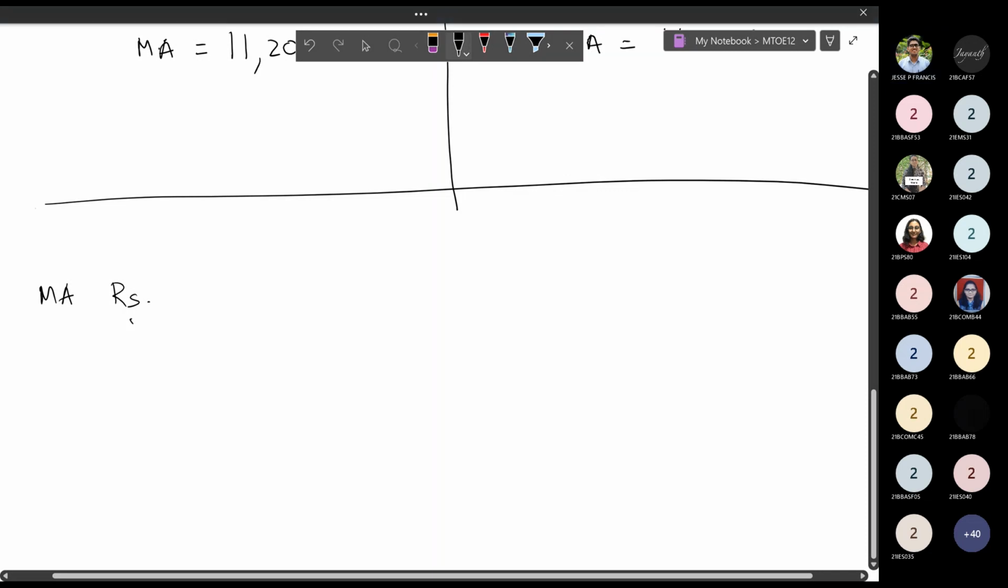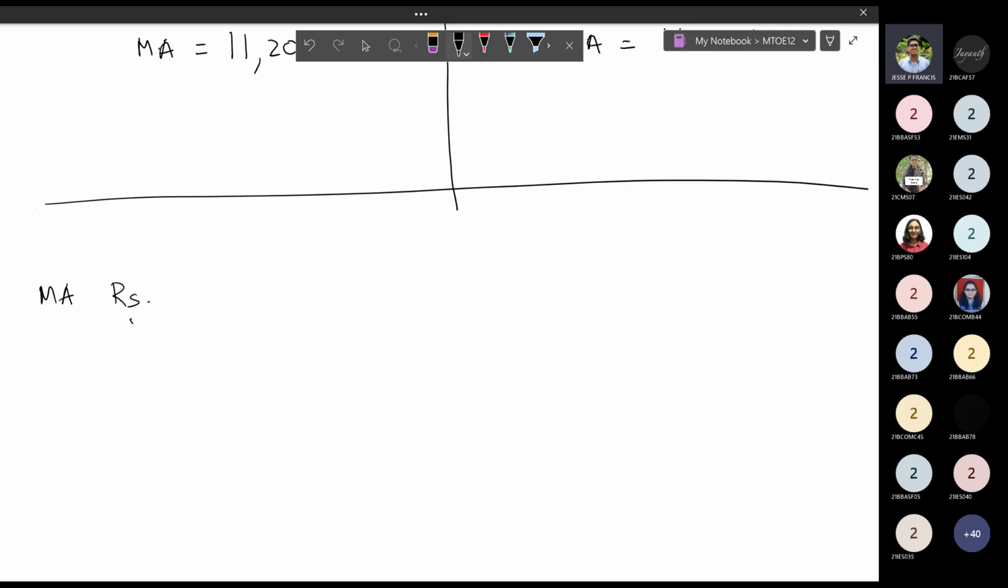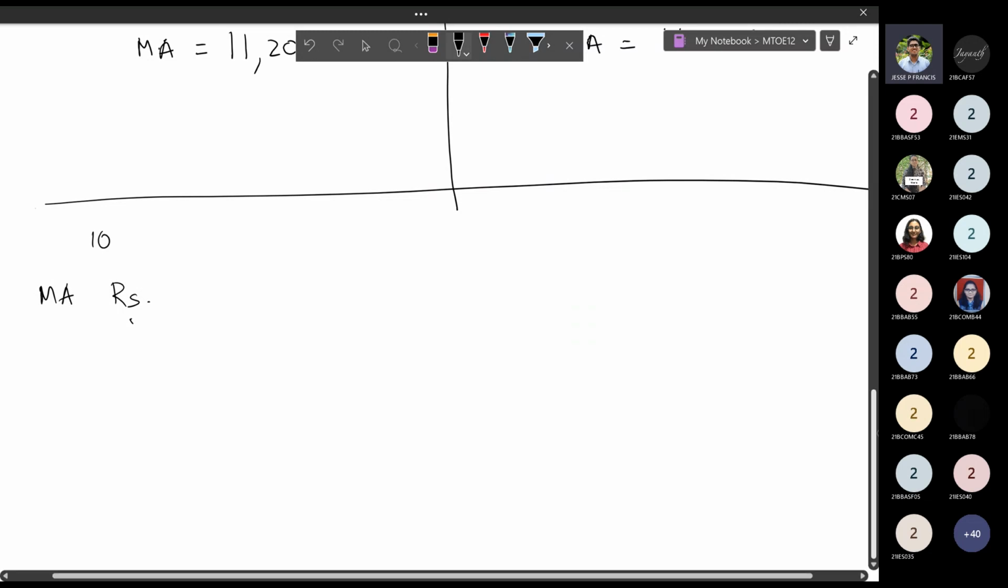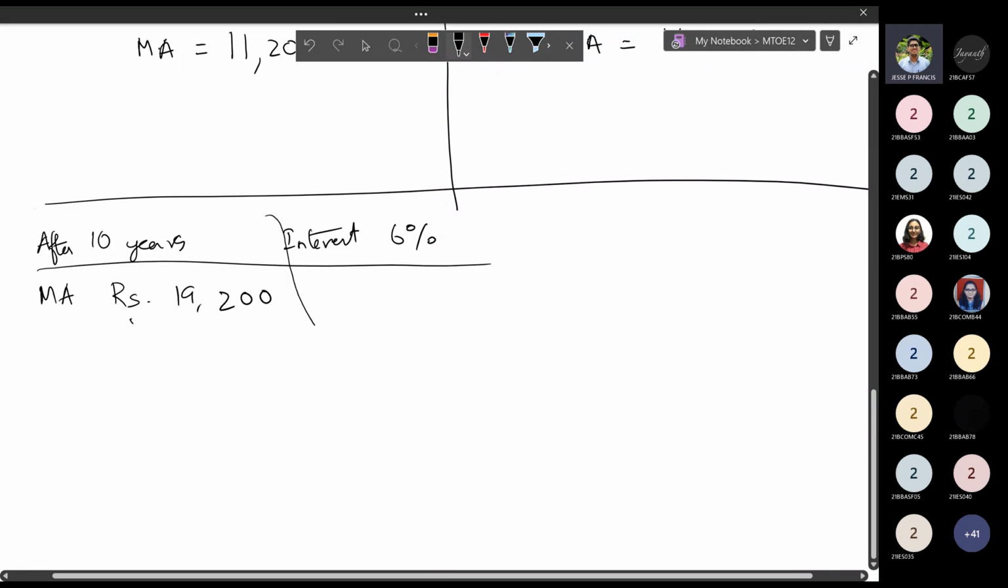I put an FD. I don't remember when I did. After 10 years, I got a return of rupees 19,200. And I know that the interest was 6%. Question is, I was wondering how much amount did I put?